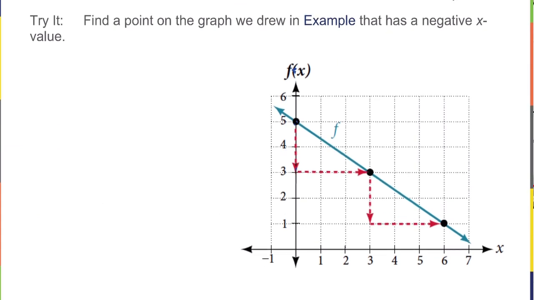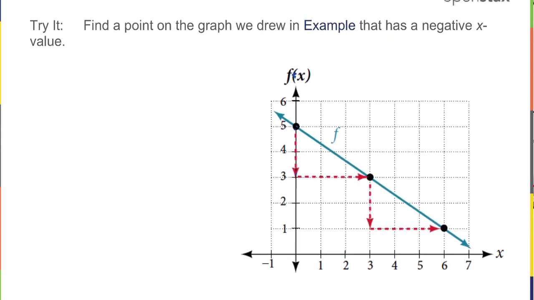So now, this one is interesting. I don't want you to graph the line. The line is already graphed, but we want you to find a point on the graph we drew in this example that has a negative x value. So see if you can use the slope to find one more point that has a negative x value. Pause the video and then come back when you're ready.